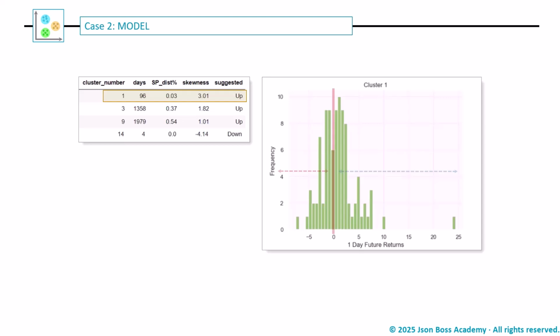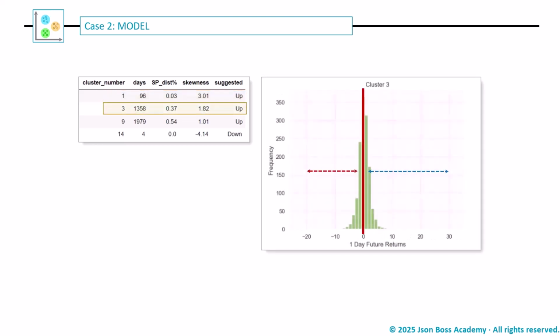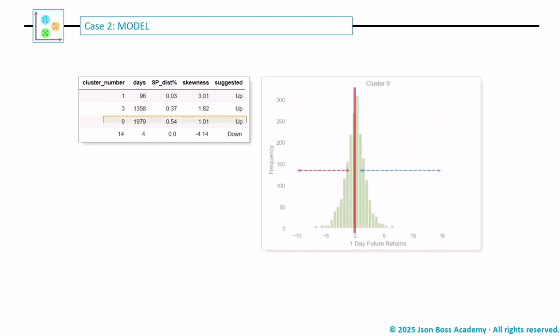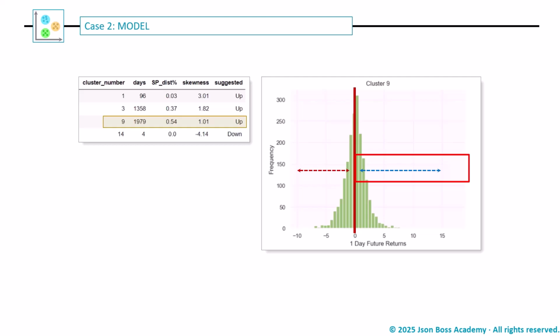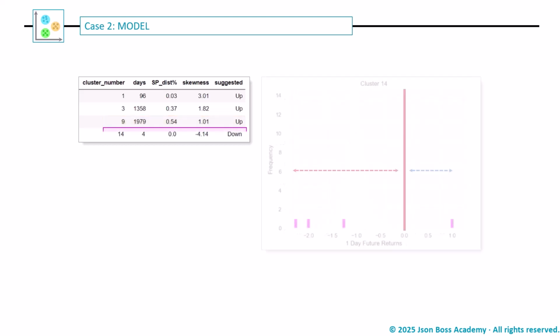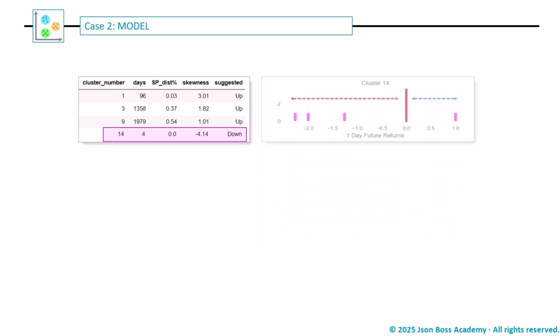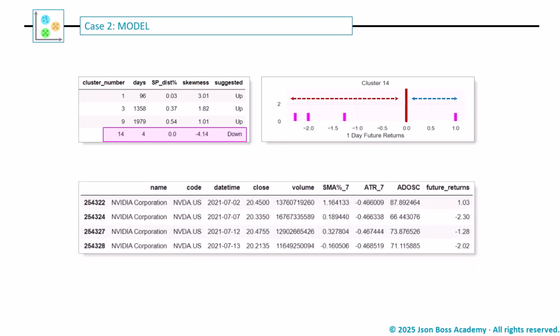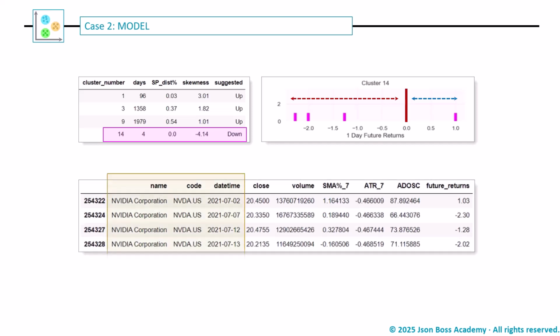In the graph, we can see the skewness of cluster 1 and, in general, an interesting behavior. Cluster 3 also shows an interesting graph, although to a lesser extent, while cluster 9 shows a more moderate skewness. What happens, however, with cluster 14? There are only 4 samples, so that negative skewness of 4.14 is not very representative. This raises alarms in Megan's model because she observes that the 4 cases are all from NVIDIA.